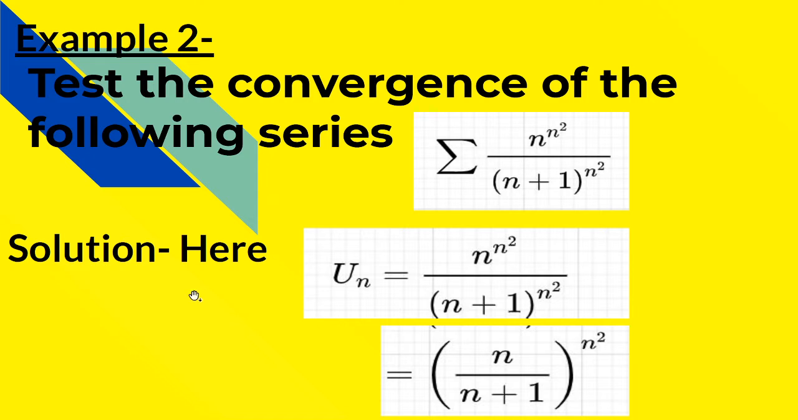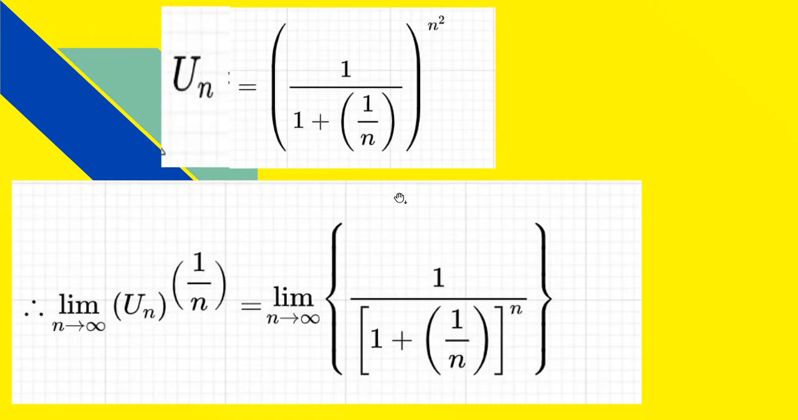See the second example. Test the convergence of the series summation n raised to n square divided by n plus 1 bracket raised to n square. Here un is equal to n raised to n square divided by n plus 1 bracket raised to n square. This un can be written as n upon n plus 1 bracket raised to n square. If we divide numerator and denominator by n, then this un can be written as un is equal to 1 divided by 1 plus 1 upon n bracket raised to n square.